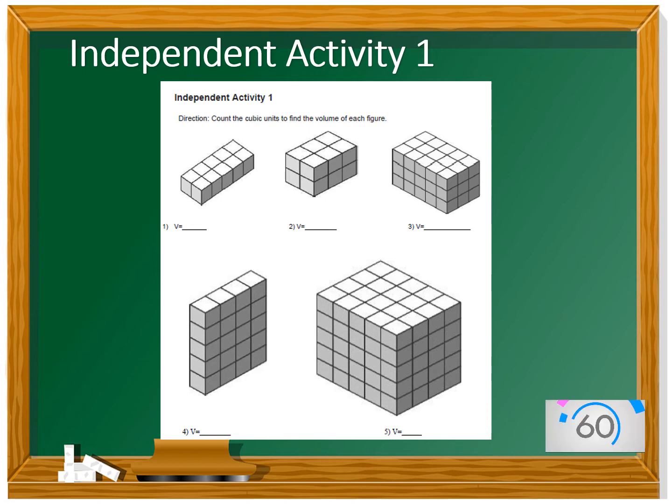Time's up. Let us check your answers. Number 1, 10 cubic units. Number 2, 12 cubic units. 3, 45 cubic units. 4, 20 cubic units. 5, 100 cubic units.